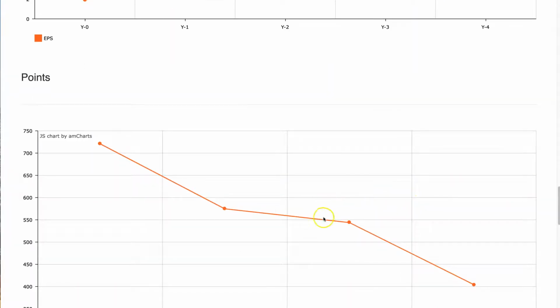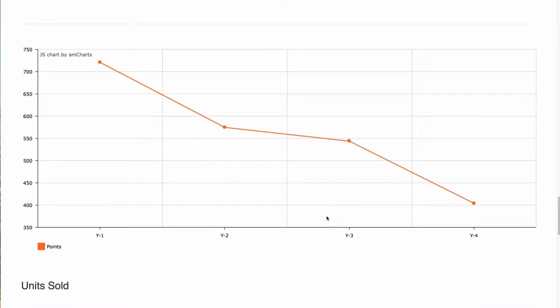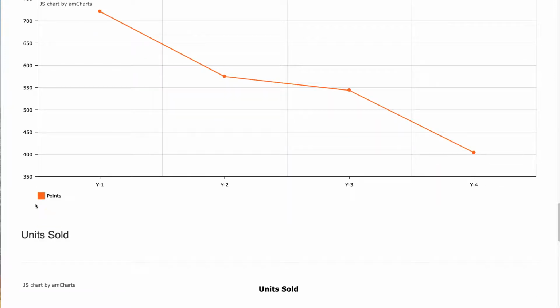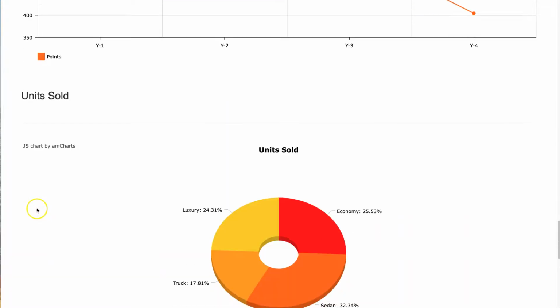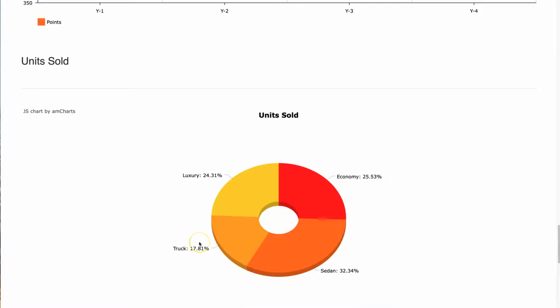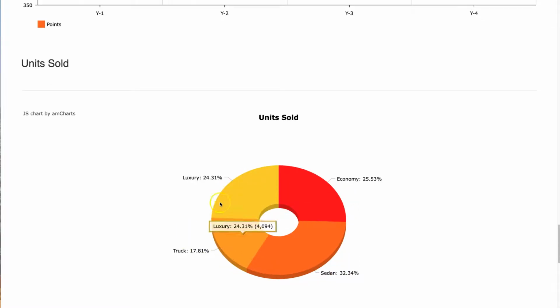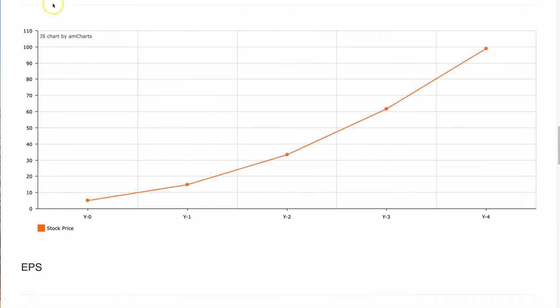My points have gone down, but this doesn't mean that that's bad. What this means is that it's getting tougher and tougher because there's more competition. But as long as I'm above 400 points per round, I'm in no danger of not getting an A in this class, in this project, or of not getting the full points I deserve in this project. And my best-selling car is the sedan, followed by economy, luxury, and truck. That has more to do with those market segments being different sizes.